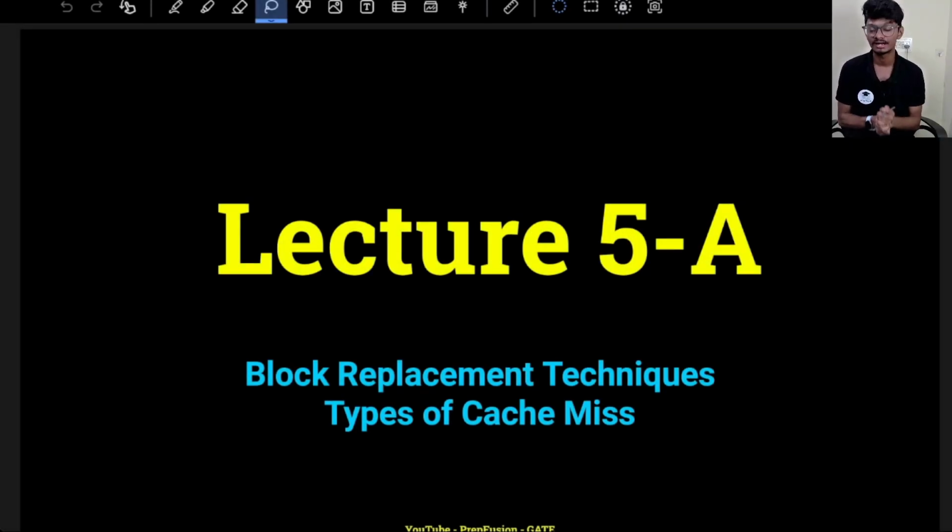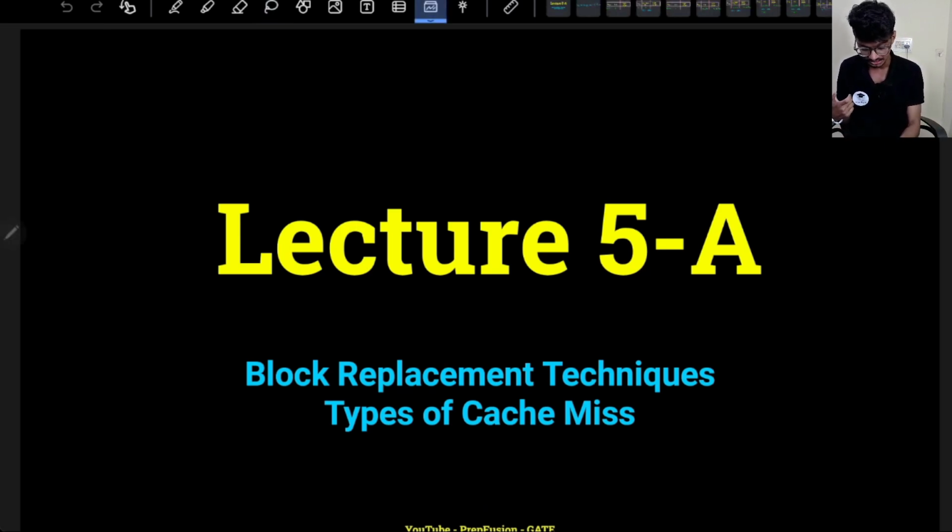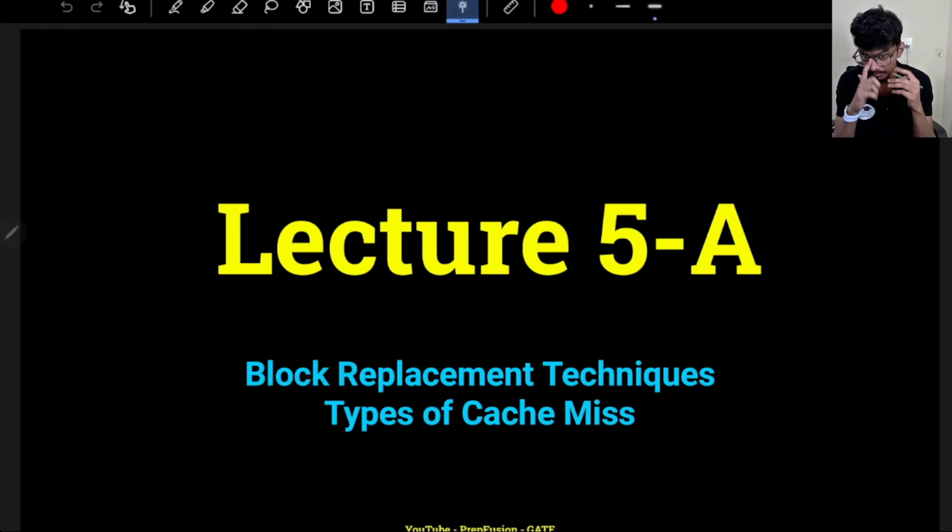So today we will start with lecture 5A of cache memory. In today's lecture we will discuss block replacement techniques. So when do we need to replace blocks? When there is a miss. When there is a miss, we replace the blocks.